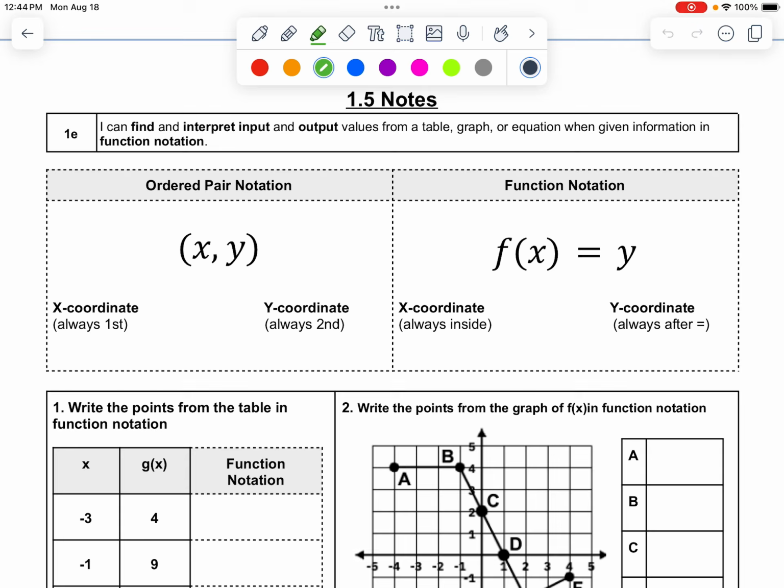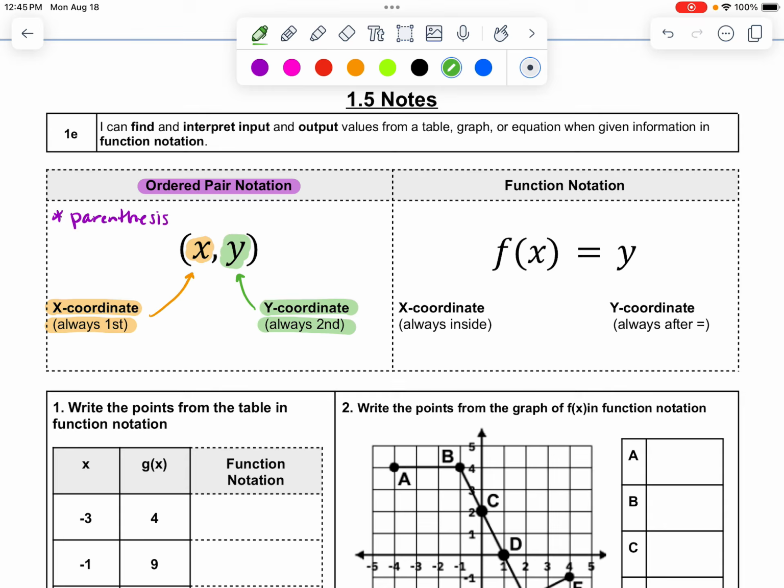Up until now, we have always been writing our ordered pairs in what is called ordered pair notation. The key feature of ordered pair notation is that there's going to be a parentheses, and the x coordinate is always going to be first, on the left, and the y coordinate is always going to be second, on the right. And that's how we show which x's and y's are paired together. That's why it's called ordered pair.